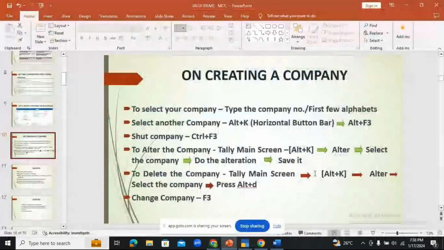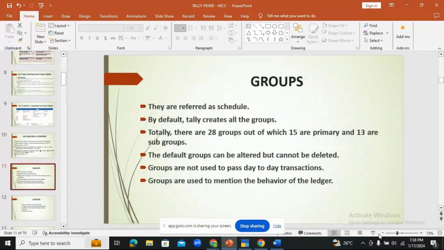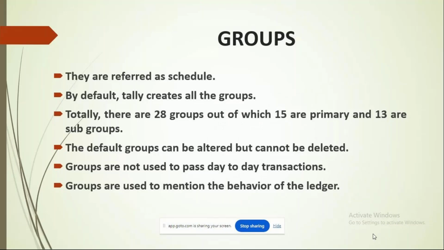The next concept I have to discuss is groups. Totally we have 28 groups in Tally, and these groups are referred to as schedules. I don't have the work of creating these groups. By default, Tally will create all the groups for me. My only work is to create the ledgers and categorize them under the respective groups. This plays a crucial role because wrong grouping can affect the entire financial statements. Everything can go wrong if you are not good with the grouping, so you have to be very careful when categorizing the ledgers under the respective groups.